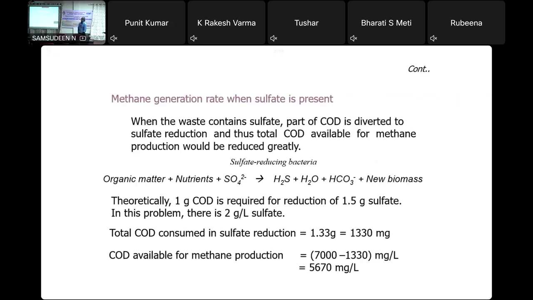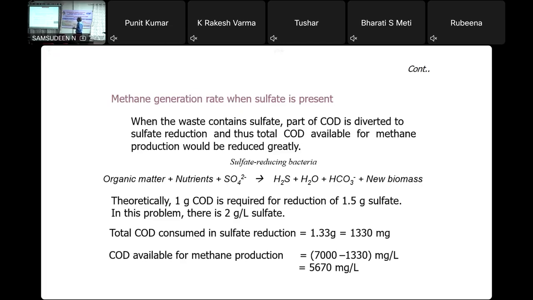So now we already calculated how much biogas and how much methane is produced. Now we are going to introduce sulfate. If there is sulfate in your waste stream, sulfur reducing bacteria are going to compete for the same substrate. Let's calculate how much methane it will produce in this scenario. When the waste contains sulfate, part of the COD is diverted to sulfate reduction, and thus the total COD available for methane production will be reduced greatly.